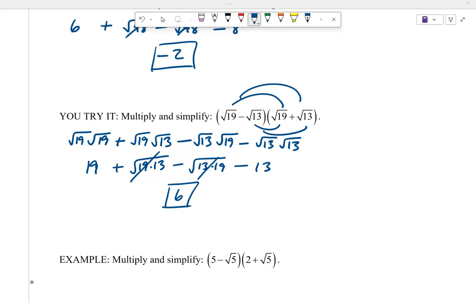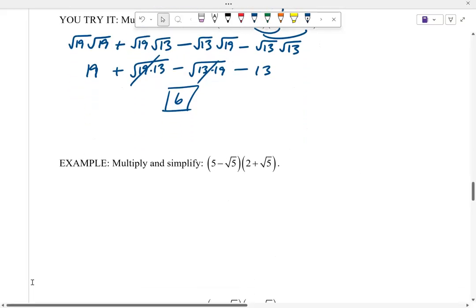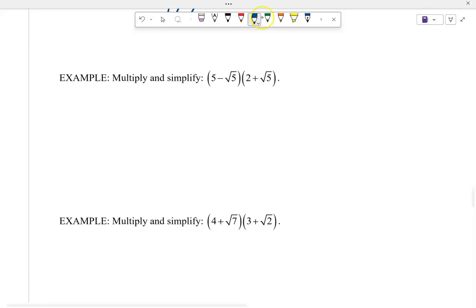Notice the inner terms are like terms. 19 times 13 is the same as 13 times 19. So one's positive, one's negative, so they're going to cancel there. Let's go ahead and keep FOILing a few more of these.